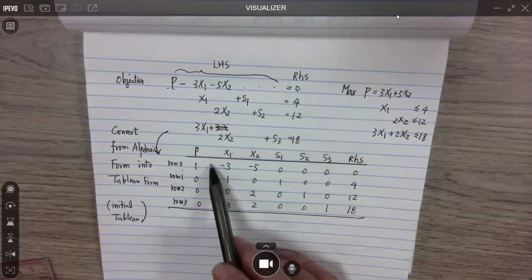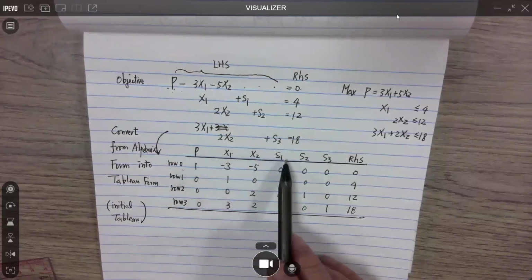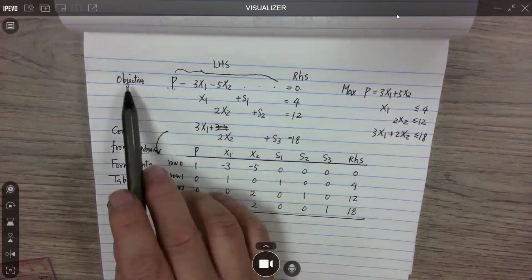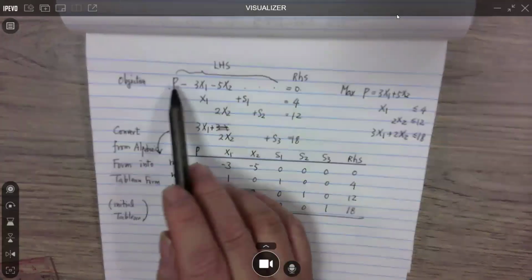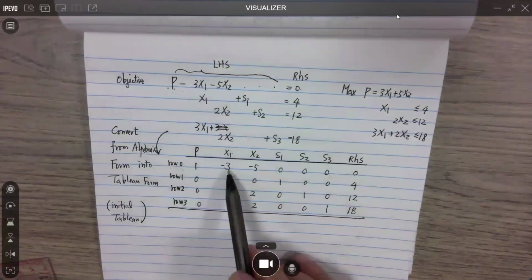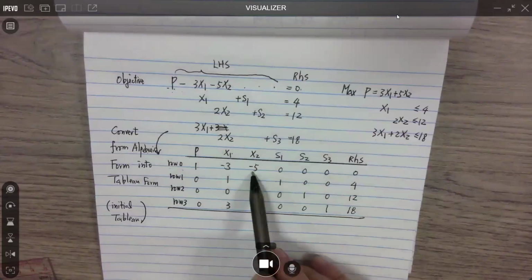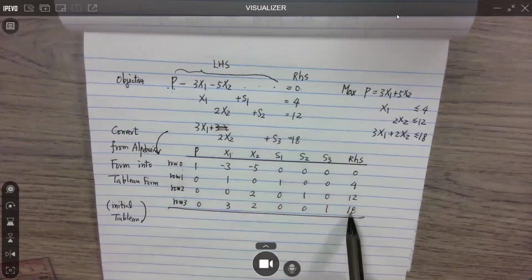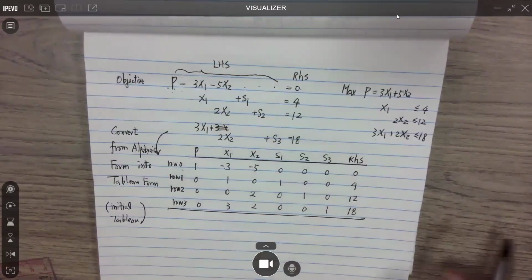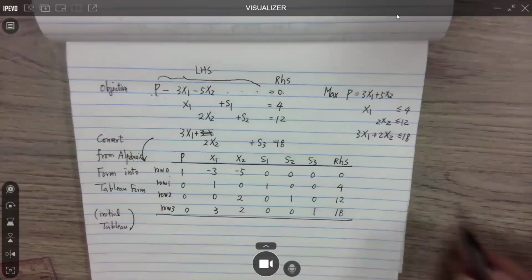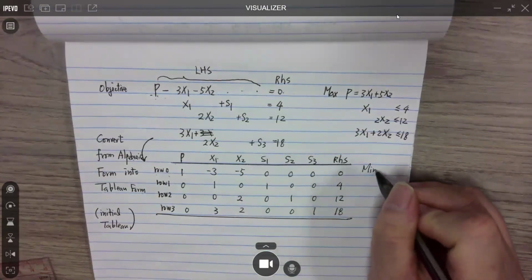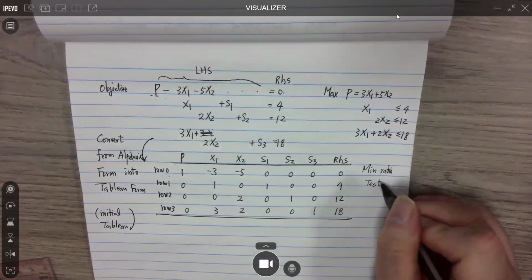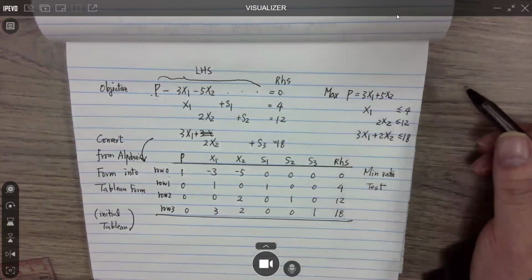And I can build up the initial table: P, x1, x2, s1, s2, s3, right-hand side. Look at row 0. It comes from the objective function. P coefficient is 1, and for 3x1 this is minus 3, this is minus 5, and all the others are 0, right-hand side is 0. The rest follow the same way. Now we're going to talk about the minimal ratio test.